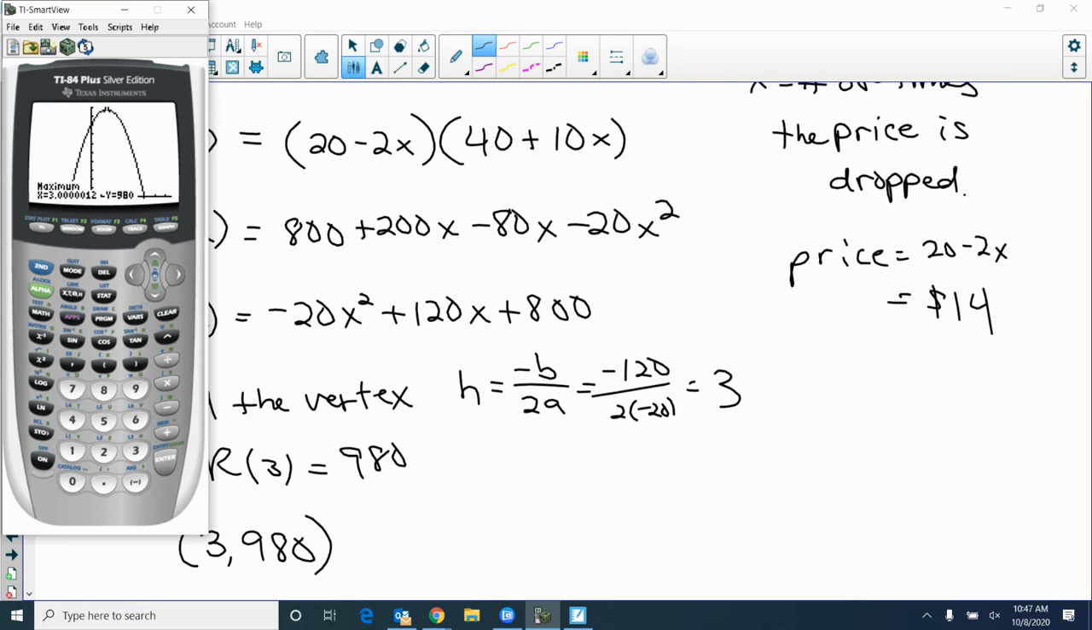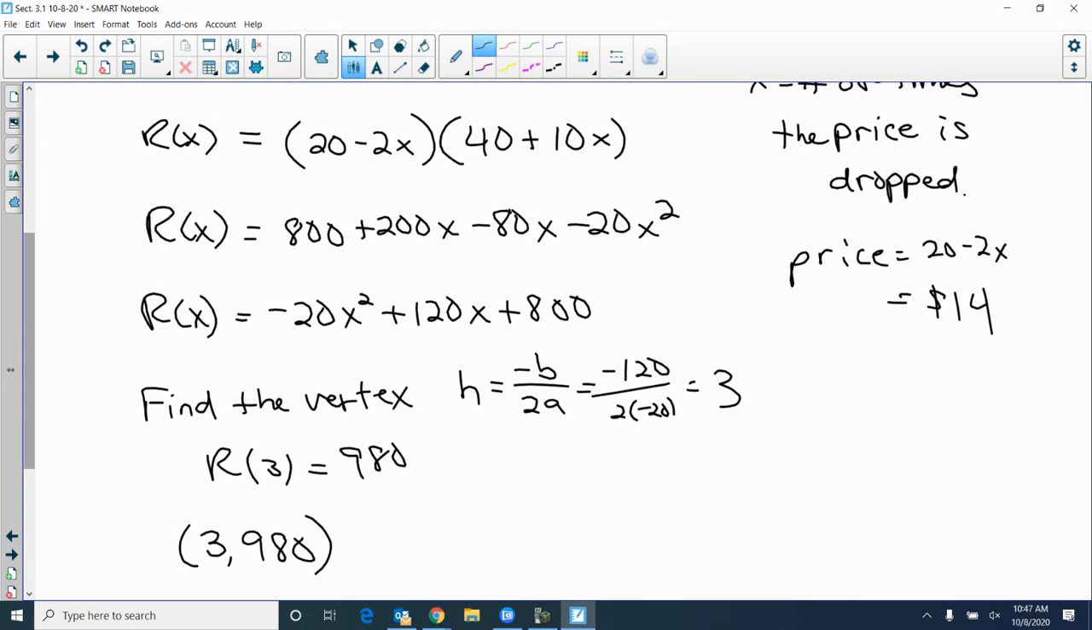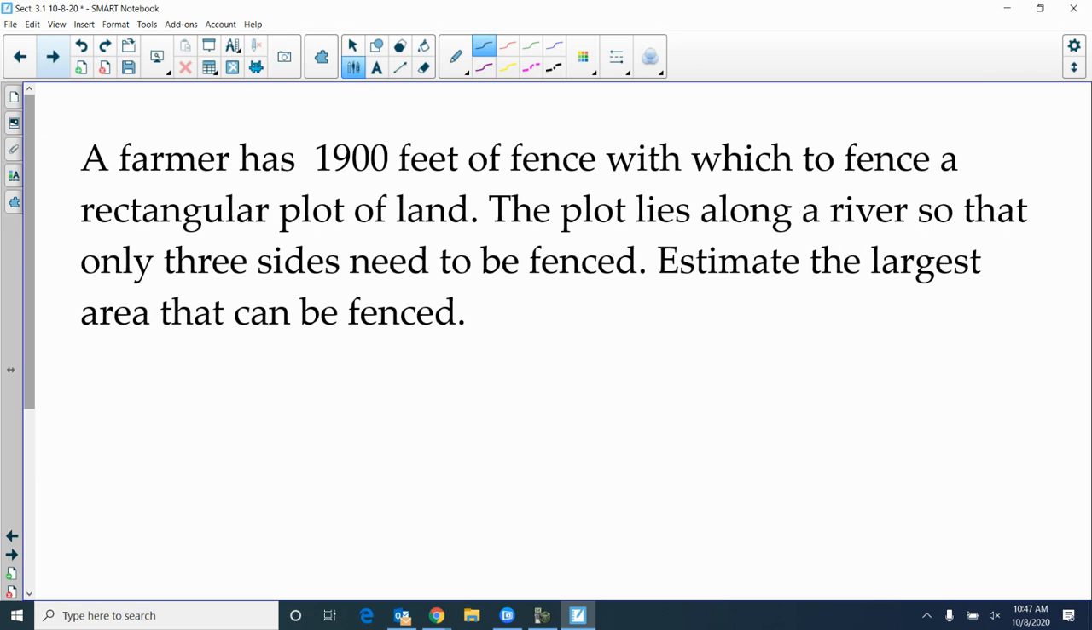All right, look at part B. Or no, the next one down. Can you come up with a function to represent that scenario? Okay, so the farmer has 1,900 feet of fence with which to fence a rectangular plot of land. The plot lies along a river, conveniently, so that only 3 sides need to be fenced. Estimate the largest area that can be fenced. So largest area, maximum area.